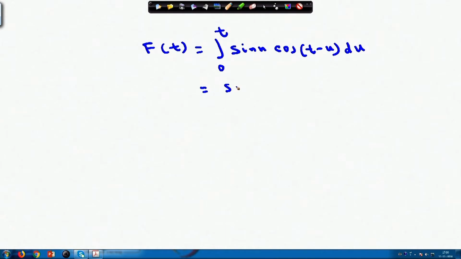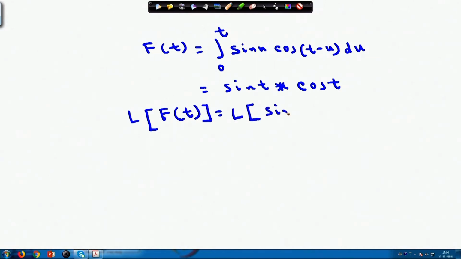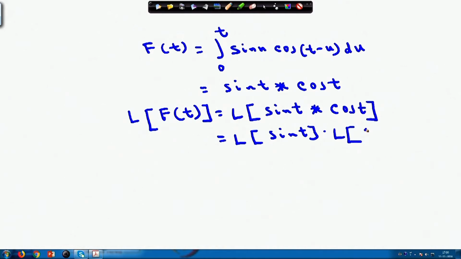I can write it as sin t star cos t, sin t convolution cos t. Now, I can take the Laplace transform on both sides of the given equation. I will obtain the Laplace transform of sin t convolution cos t. From the property of convolution, using the theorem, I can write it as the Laplace transform of sin t into the Laplace transform of cos t, which is known to us.